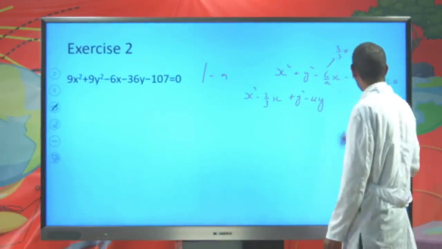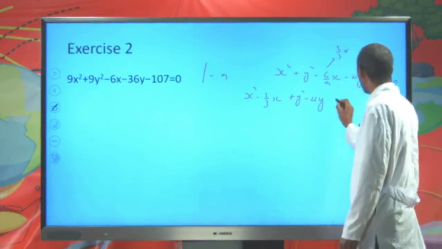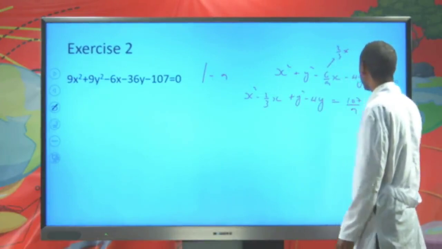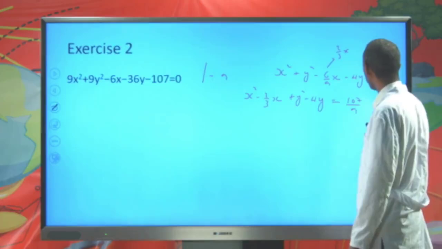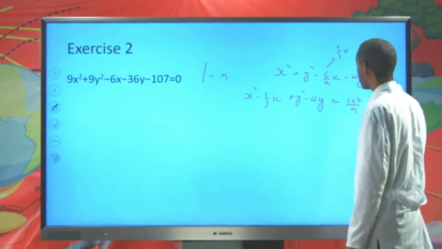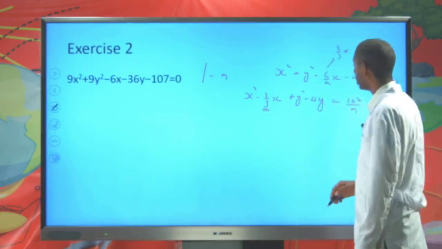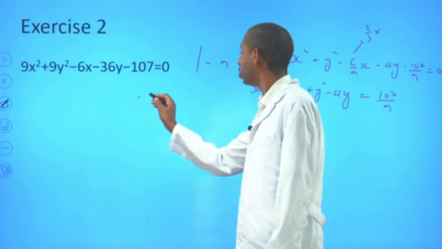Let me try to add 107 over 9 on both sides. So my new equation becomes 107 over 9 on the other side. When I add 107 over 9 on both sides, this will cancel out, and I am left with 107 over 9 on the other side. So now let me take this coefficient, minus 2 over 3. So divide minus 2 over 3 by 2.